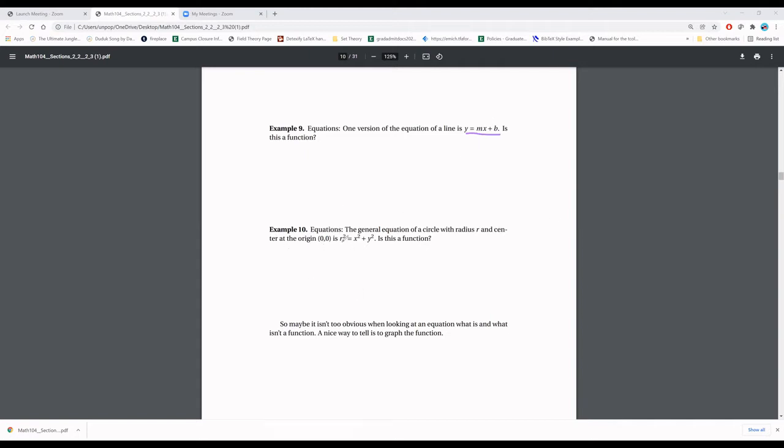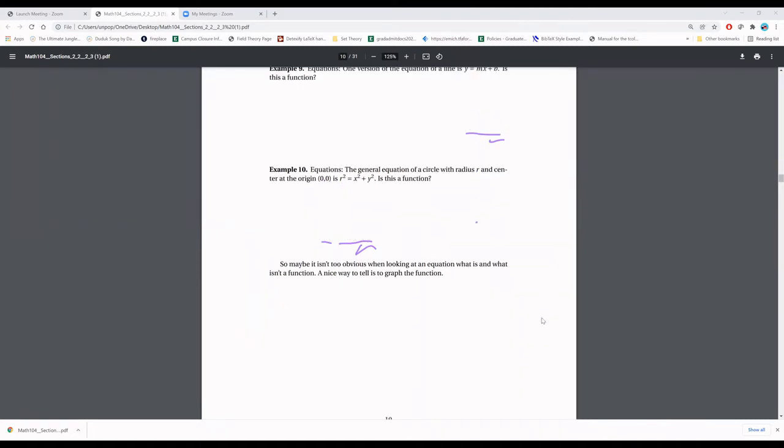Example 10 says here's the equation of a circle, in standard form, given that this circle has a radius r and is centered at the origin. That's the point (0, 0) on a Cartesian coordinate system. How can we tell if this is a function or if this is a function? It's not necessarily obvious when we are looking at the equation itself, but if we look at its graph, it does become quite obvious.